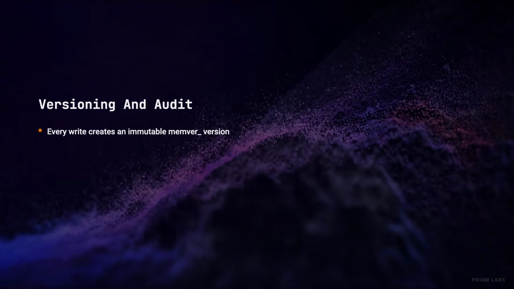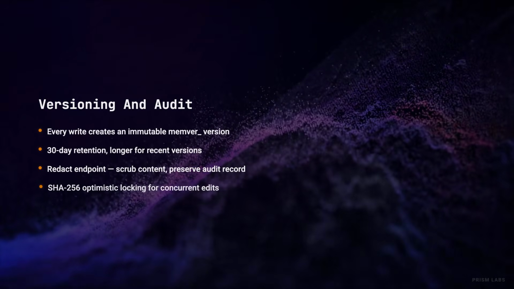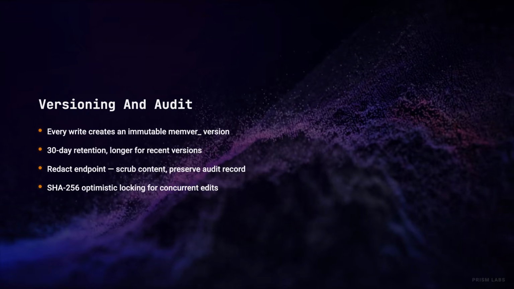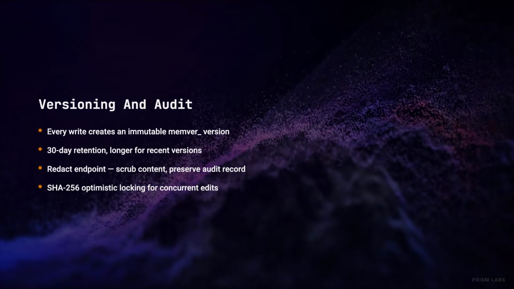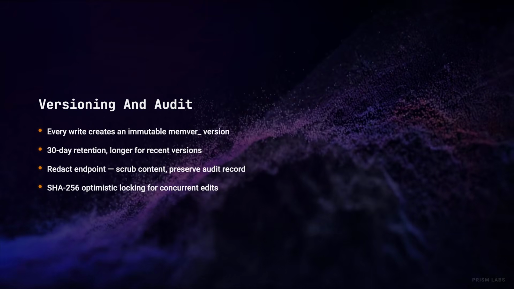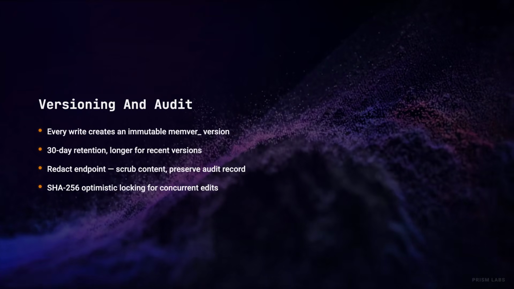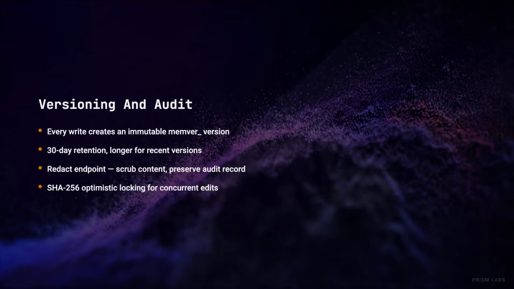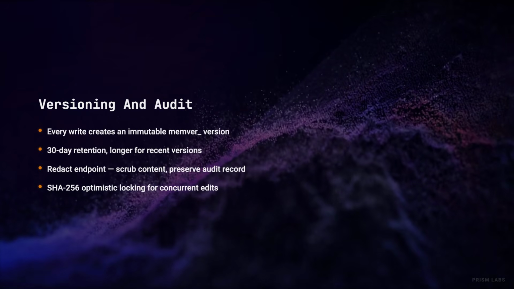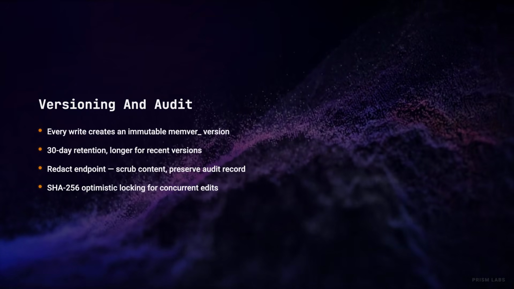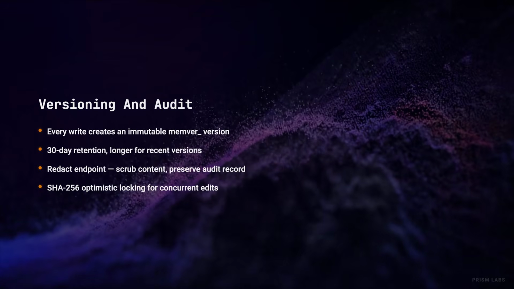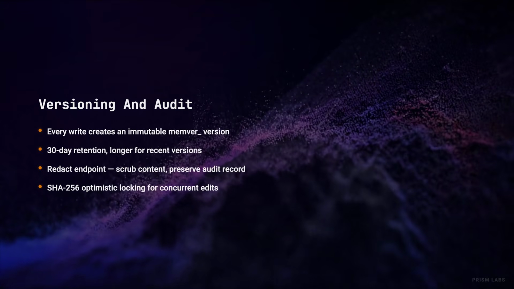The audit trail is the feature that turns this from a convenience layer into an enterprise credible one. Every write to a memory file creates an immutable version with a member prefix. Versions are retained for 30 days, longer for recent ones. If legal or compliance asks what the agent knew on Tuesday, you can answer. For GDPR, specifically right to be forgotten requests, there is a redact endpoint that scrubs the content of a specific version while preserving the audit record that a write happened. The audit log stays intact. The sensitive content is gone. So the evidence is intact without retaining personally identifiable information indefinitely.